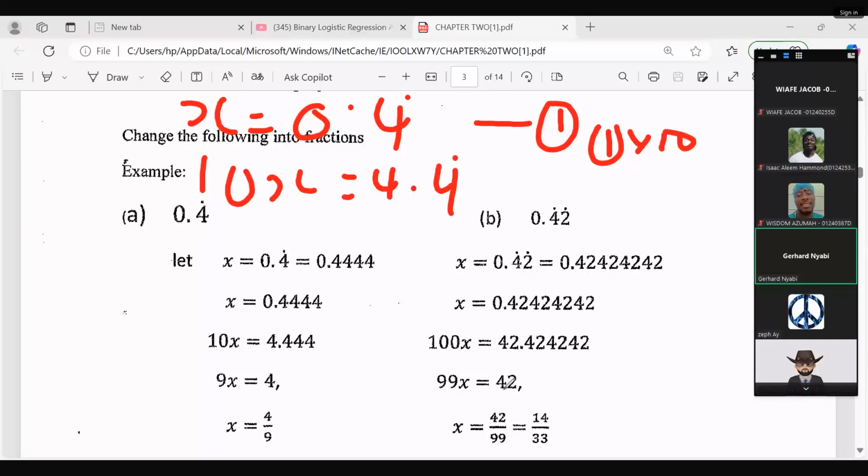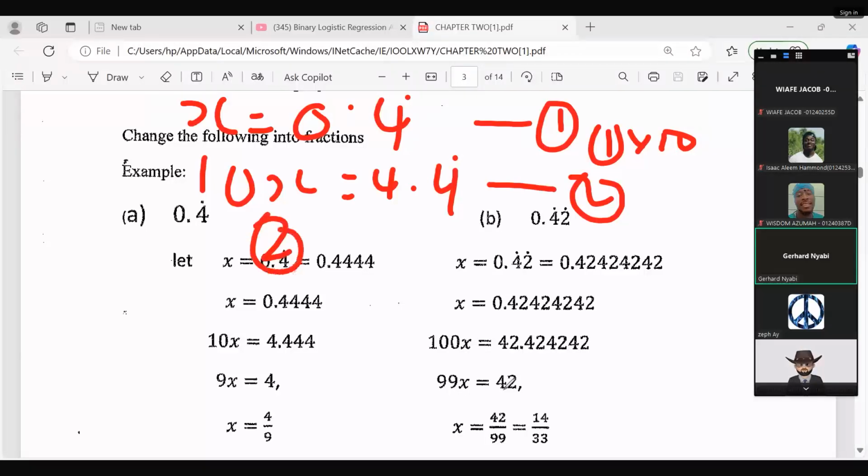At least one person is clear, so I can move on. Right? So this will be equation 2. We want to do away with the recurring point. Is that also clearly understood? Yes, sir. Okay. To do away with the recurring point, we are going to subtract equation 1 from equation 2.